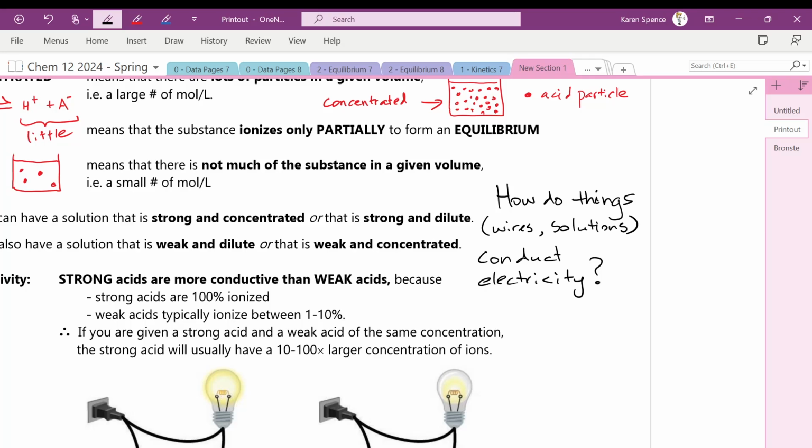What do we need to conduct electricity? Yes. Electrons have to move freely. You're partially right. It's not always electrons, though. Electrons will work, but it's not always electrons.